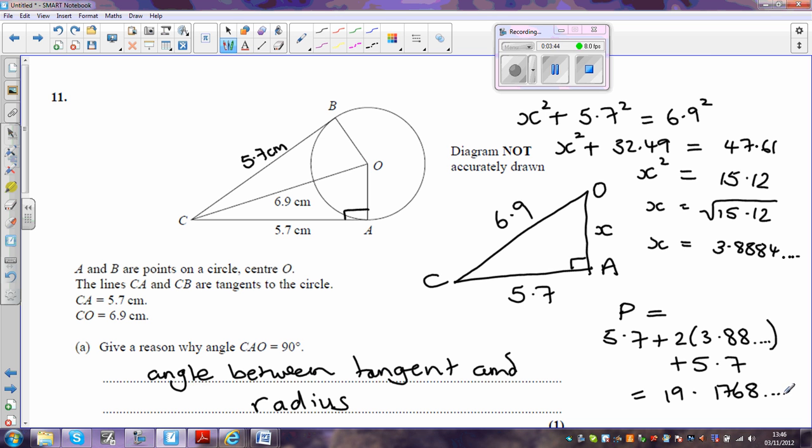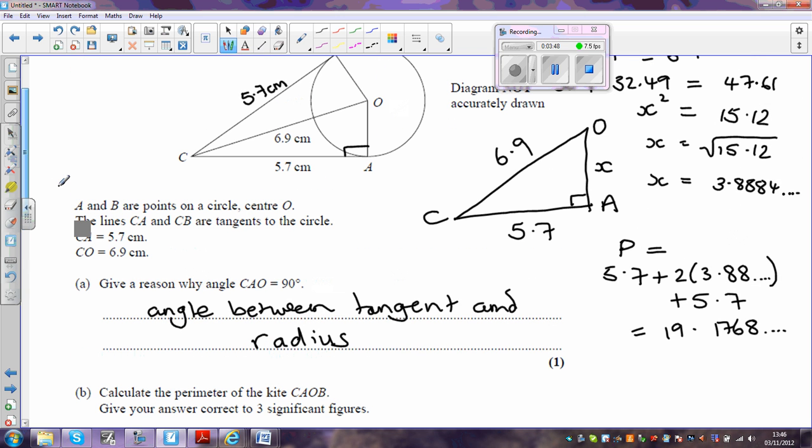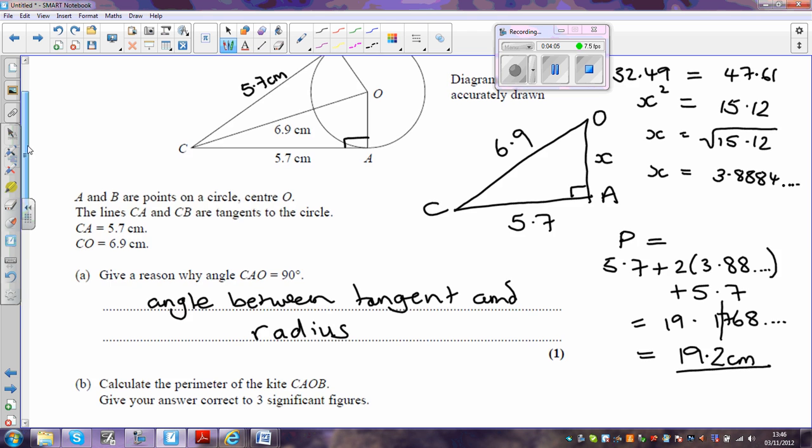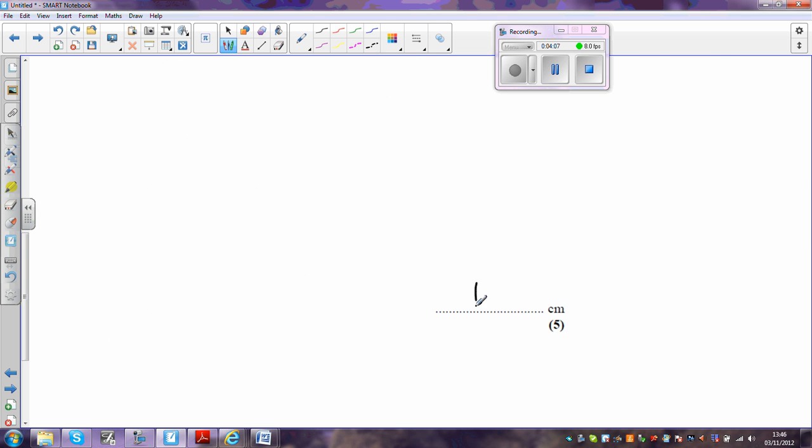19.1768, which I think it wants to three significant figures. If we want the answer to three significant figures, there's my third significant figure, so I'm going to cut the number off after the 1. Because it's followed by a 7, that 1 has to round up to a 2. In other words, I get 19.2 centimeters. So that is the perimeter of the kite, 19.2.